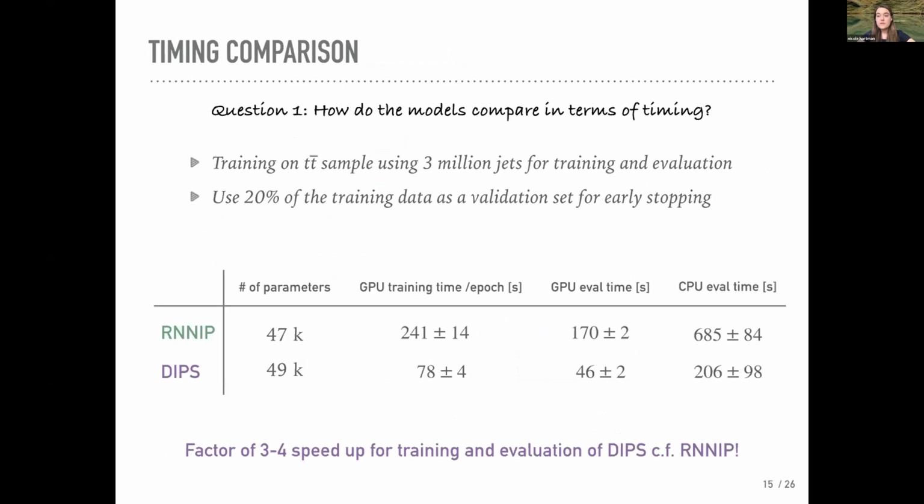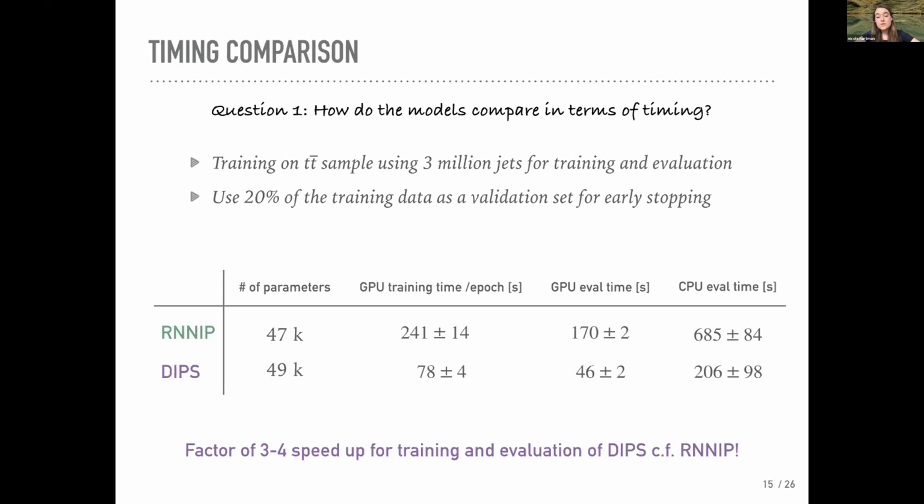So one of the reasons why I was motivating that we were trying to find a replacement for the RNN was because recurrent neural networks are slow. So the first question is how these models compare in terms of timing. For this, I'm looking at a training sample which has 3 million jets for training and another 3 million jets for evaluation, both using TT-bar, and 20% of the training data set is held out as a validation set for early stopping. The table below shows a comparison with RNNIP in the first row and DIPS in the second row. The number of parameters is chosen such that they're roughly the same between the two models.